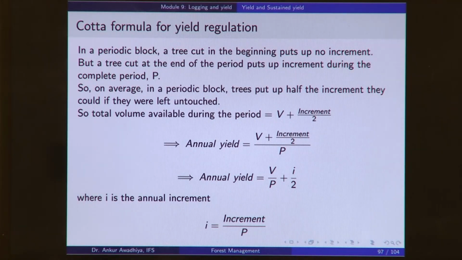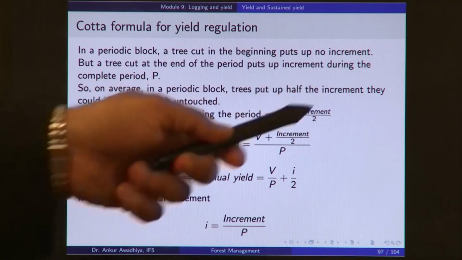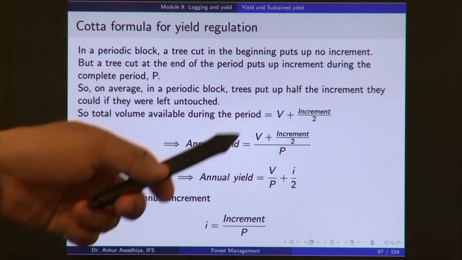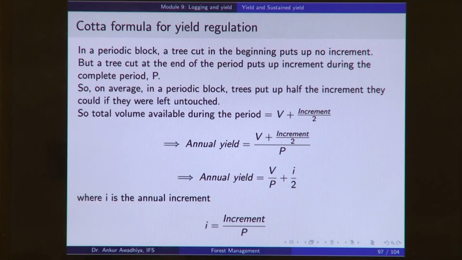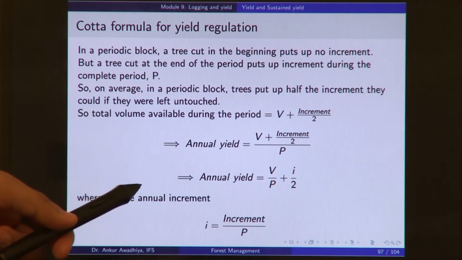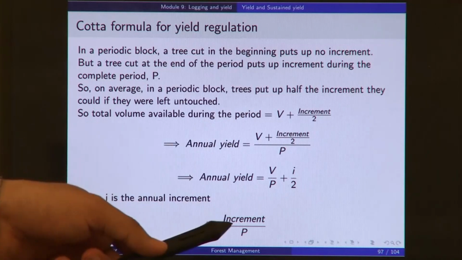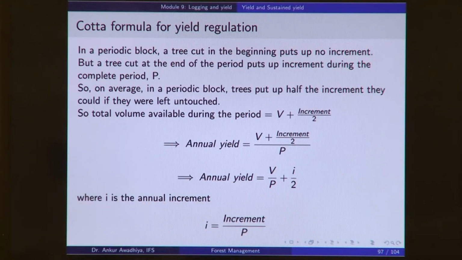You are taking this half because some trees will be cut during the beginning of the periodic block period and some trees will be cut at the end of it. Now, the annual yield will be given by this volume divided by period p. So, this comes to be V by p plus I by 2, where small I is given as the annual increment, which is this total increment divided by p. So, this total increment was coming up in p years. So, you have V by p plus I by 2 as the annual yield.